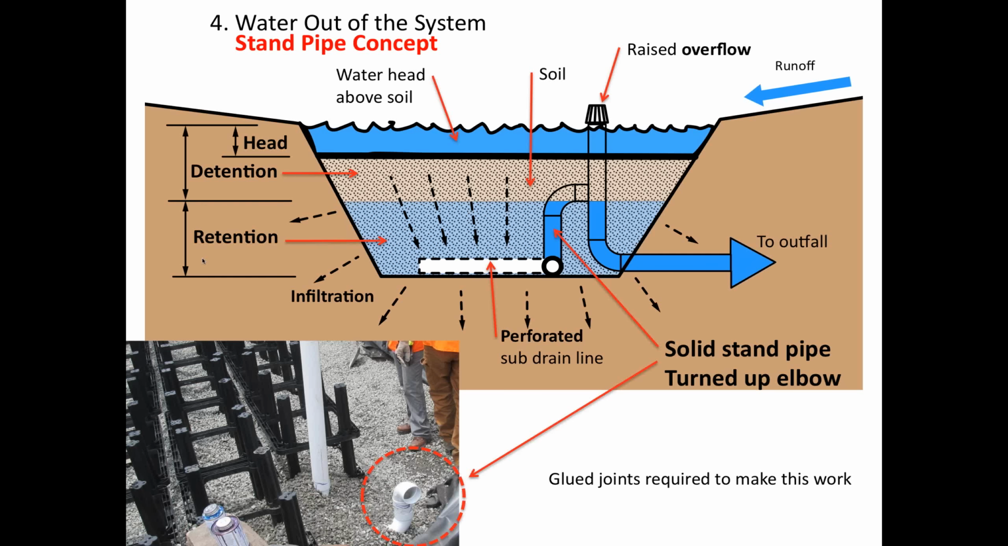The main reason for doing this, though, is that we want the water to pass completely through the soil column before it hits the perforated drain line, but we don't want it to go out too fast. So the upturned elbow holds a small amount of water in the bottom of the system, and we get much, much better filtering of chemicals and a much longer time of release on the water by putting in that upturned elbow. Also note down there, it says glued joints are required to make this work. So the pipe fittings have to be glued together in order to make this work. Otherwise, you've got pressurized water, and it's going to start leaking all over the place.